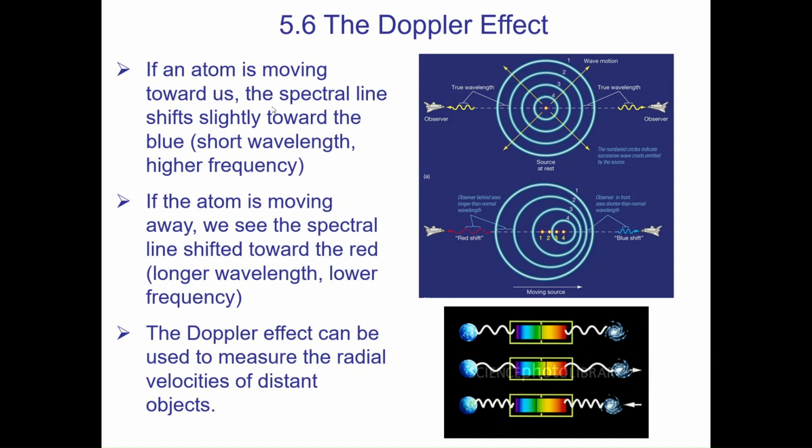The light or spectrum lines actually shift towards the higher frequency, the shorter wavelengths, which shifts the color to blue. On the other hand, if the object, or the atoms inside the object, are moving away from us, we actually see the spectrum line shift towards the red. Red means longer wavelengths and lower frequency.